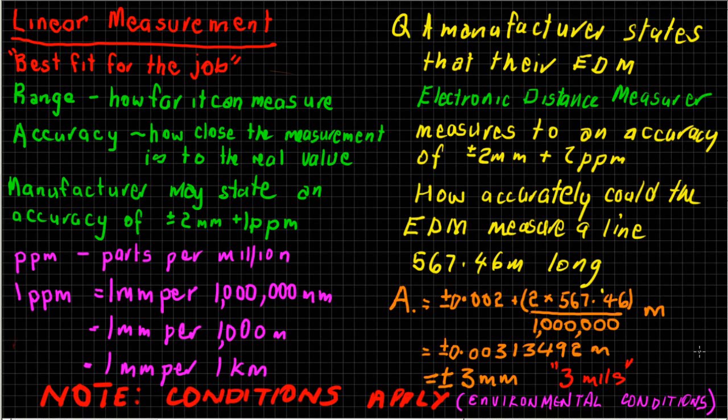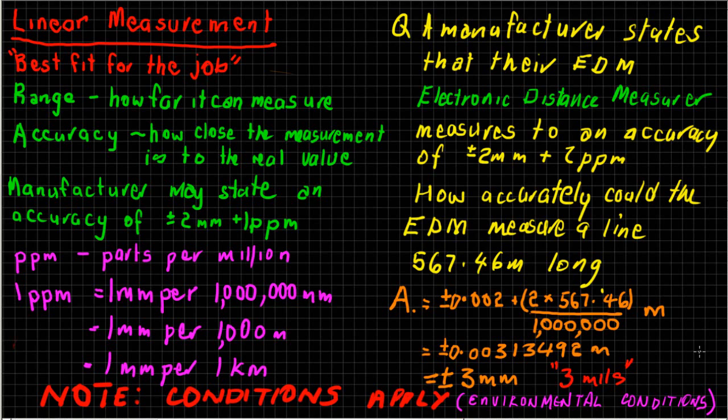So 1 part per million would be a millimeter per 1 million millimeters. A million millimeters is 1,000 meters, or 1 kilometer. So that's 1 millimeter per kilometer. So the accuracy over a kilometer would be 2 millimeters plus 1 millimeter, or roundabout 3 millimeters for a single measurement. If we do 2 measurements, of course, that would accumulate, and so it goes.